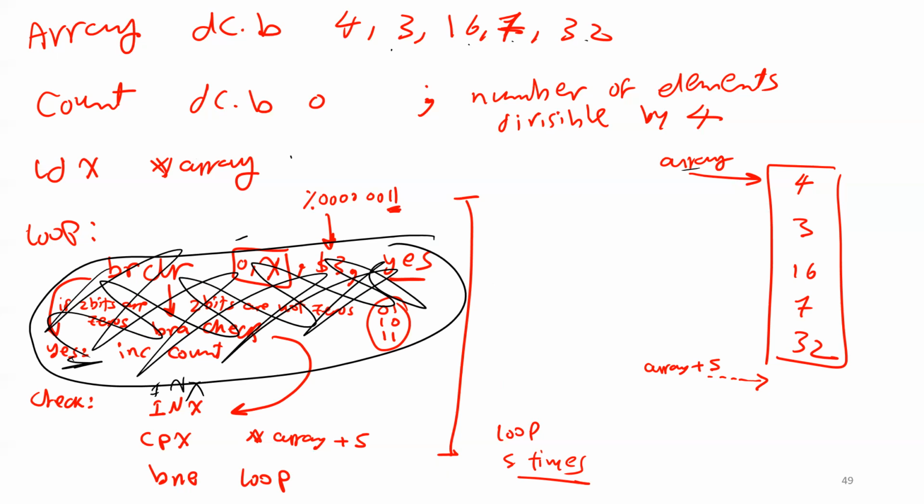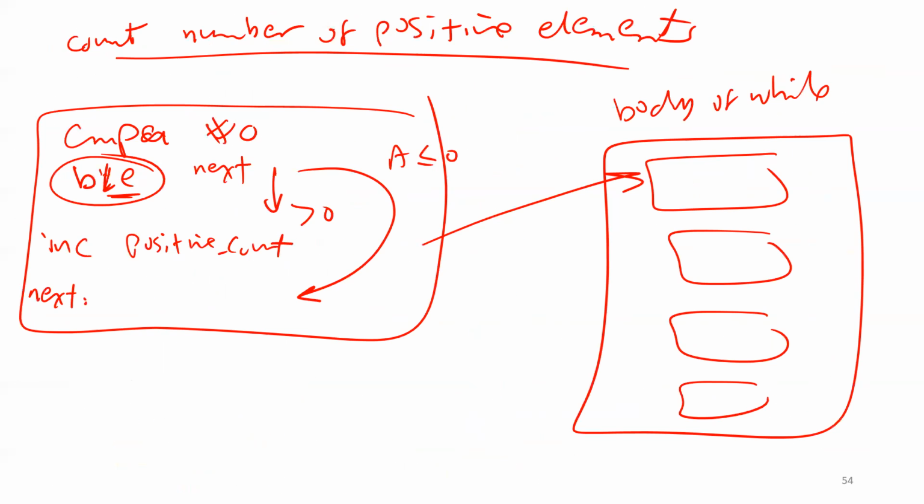Number two, if this is an array of words, I would not say array plus 5. I would say array plus what? 10. That's correct. Why? Because from here to here we have 10, since every element is going to take 2 locations. Everything else you use, every element here, you are going to read 2 bytes. Any questions?